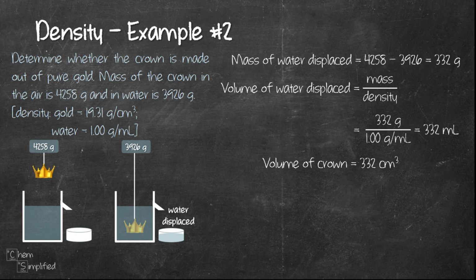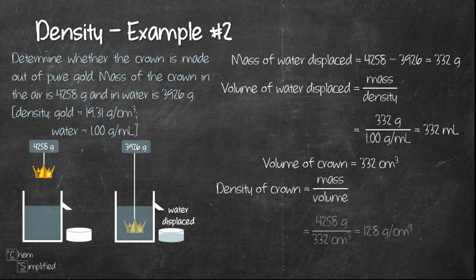So now that we have found the volume of our crown and we know the mass of our crown, the one that's in the air, we can apply the density formula and figure out the density of the crown. So we take the mass, which is 4258 grams, divide by 332 cm cube, and that will give us 12.8 grams per cm cube.